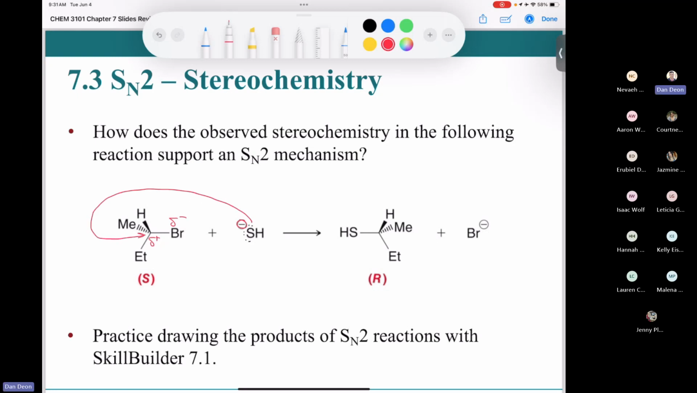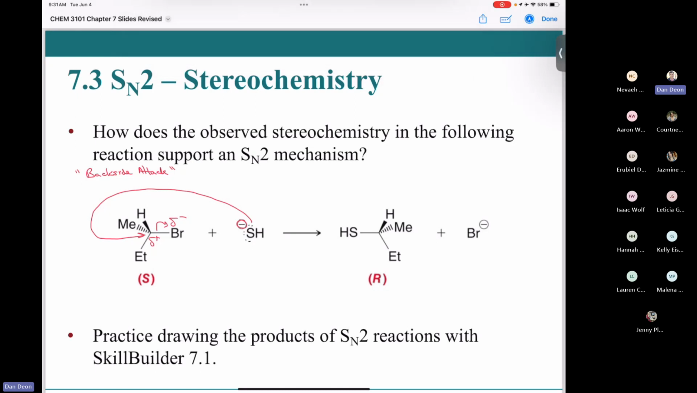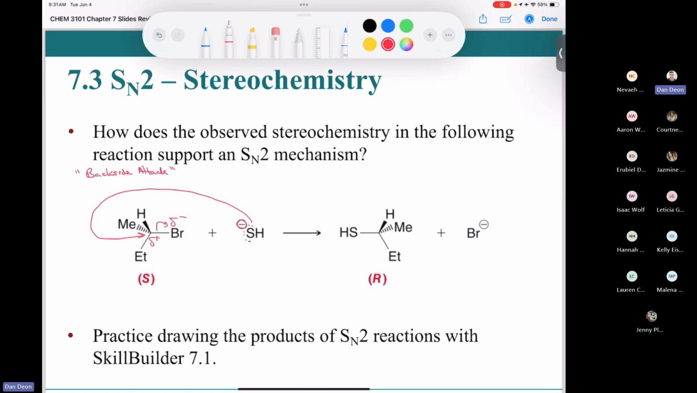And this is not a joke. We call this backside attack. When the nucleophile attacks from the back of the molecule, the leaving group leaves simultaneously, and what happens is that it flips like an umbrella in the wind. It inverts. So the stereochemistry here flips from S to R. So again, concerted mechanism, and it's proven by the fact that when the nucleophile attacks, the leaving group has to leave at the exact same time.